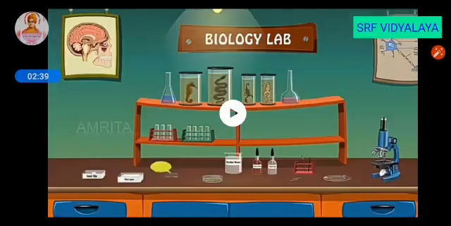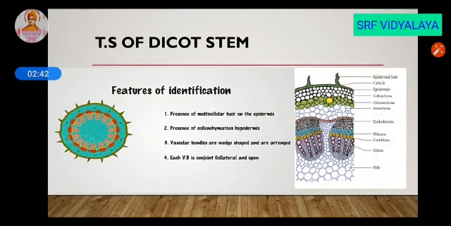Observation. TS of dicot stem. Features of identification: presence of multicellular hairs on the epidermis, presence of collenchymatous hypodermis. Vascular bundles are wedge shaped and are arranged in a ring. Vascular bundle is conjoint, collateral and open. So these are the features of identification for a dicot stem.